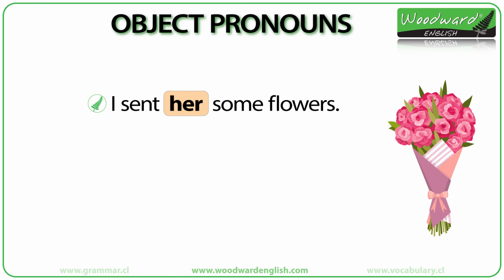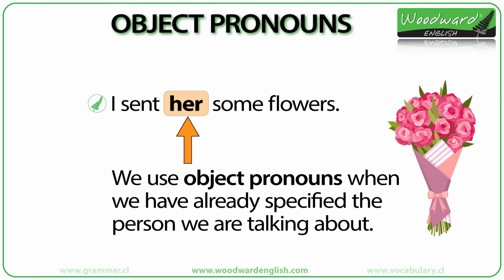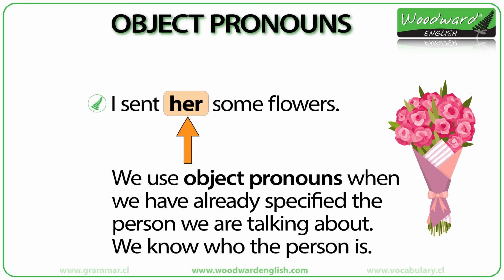Now look at this sentence. I sent her some flowers. Do we know who her refers to? No. It could be my friend, my sister, my mother, my wife. We don't know. We use object pronouns when we have already specified or mentioned the person we're talking about. We know who the person is. Why did we use her in this sentence? Probably because we have already talked about that person.